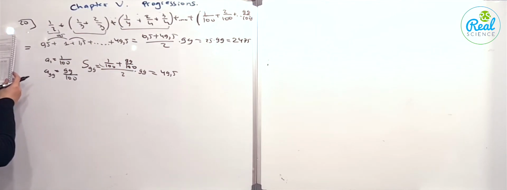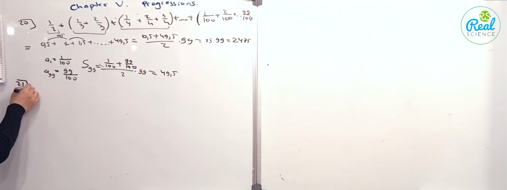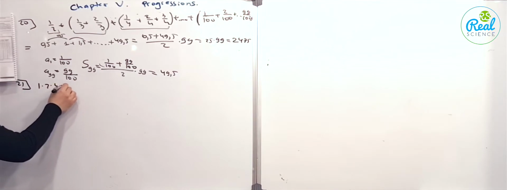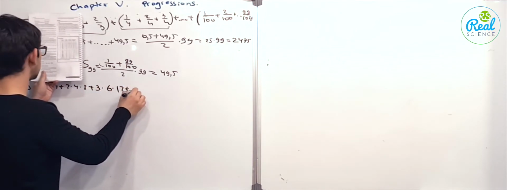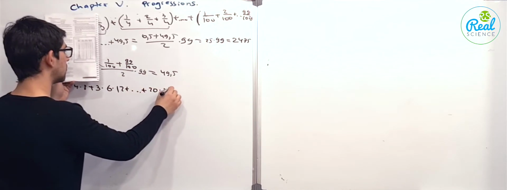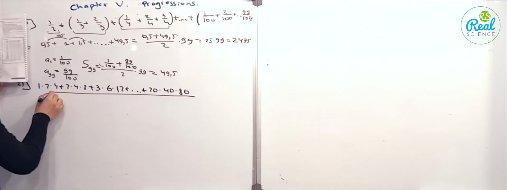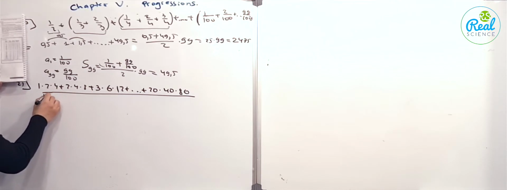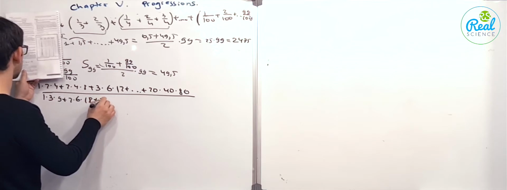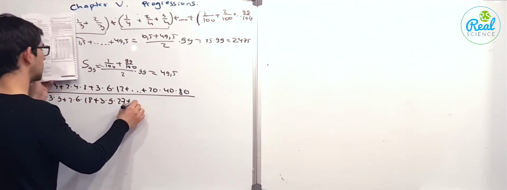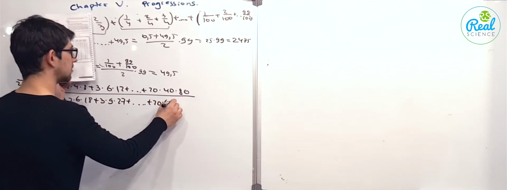Let's turn to 21. Interesting. 1, 2, 4, 2, 4, 8, 3 multiplied by 6 multiplied by 12 plus etc. plus 20, 40, 80, over 1 multiplied by 3 multiplied by 9 plus 2 multiplied by 6 multiplied by 18 plus 3 multiplied by 9 and 27, etc. 20, 60, 180.